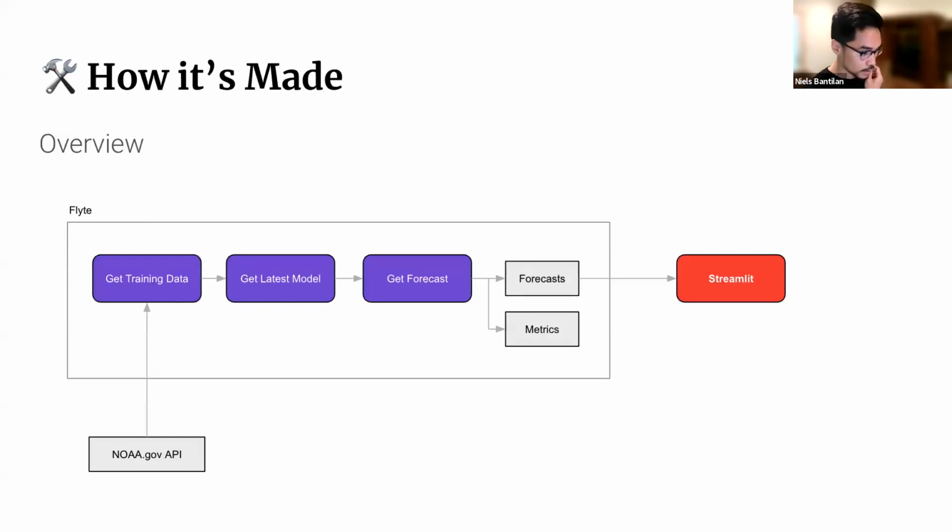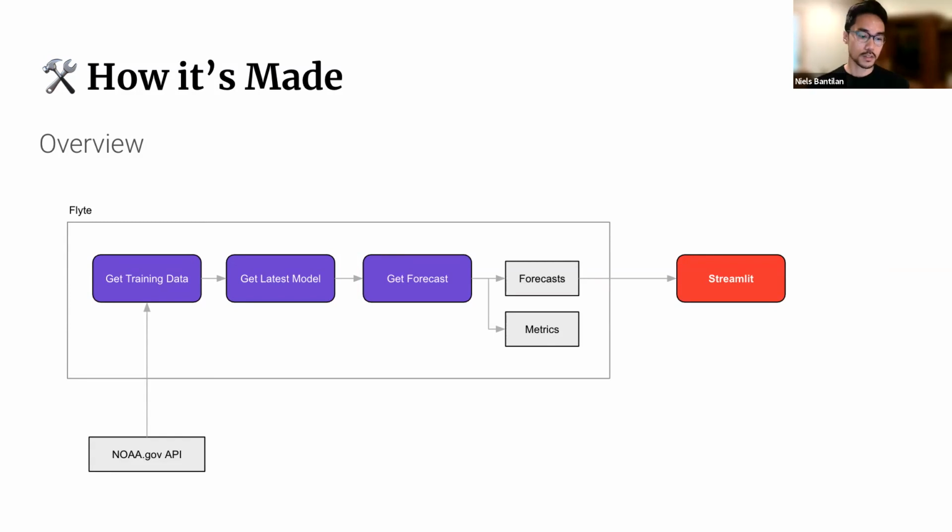So how it's made, the overview, very high level, is we make a request to the noaa.gov API. There's a workflow here for getting the training data that produces some training batches just for the past week worth of daily temperatures. There's a little other stuff here, but if people have questions, we can talk about it. That training batch is sent over to the get latest model workflow. What that does is it gets the most up-to-date model and then updates it with the current data that we just got for today.